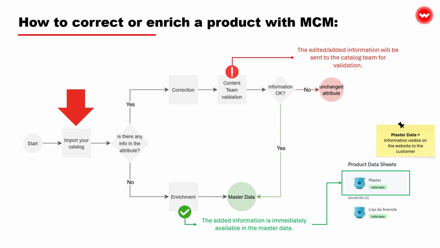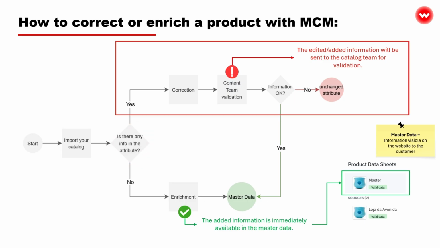Seller imports their catalog. Is the attribute filled in? Yes. Then it is a correction. After importing the catalog, the content teams validate the submitted information and may approve or reject it. If it is rejected, there is no change in the master data. If the change is approved, you will see the correction in the master data and later on the website.